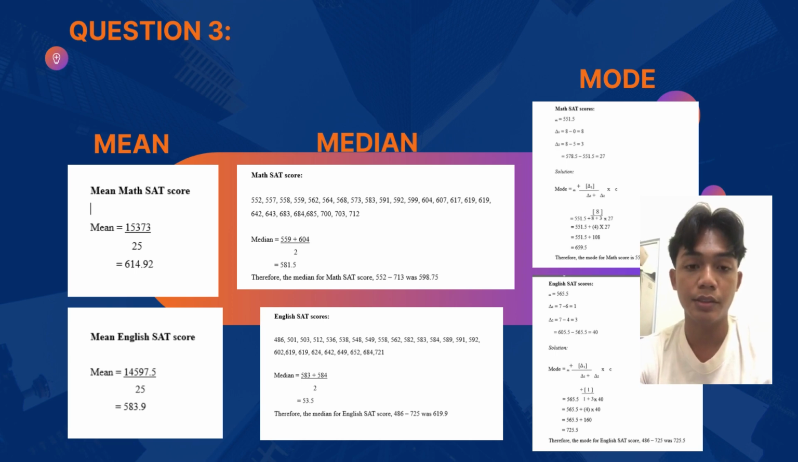For question 3, what is the average SAT score for Maths and English in this sample? The average SAT Maths score is 614.92, while the average SAT English score is 583.9. The median SAT scores for Maths and English are 58.5 and 581.5 respectively. For mode, the English SAT score is 725.5, while the Maths score is 659.5. Finally, the English SAT score was 57.20, while the Maths SAT score was 51.33 for standard deviation.